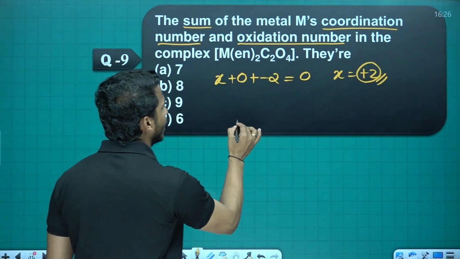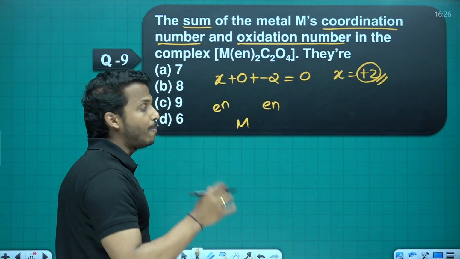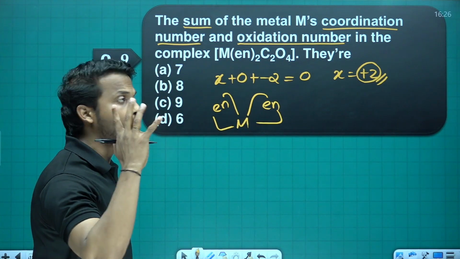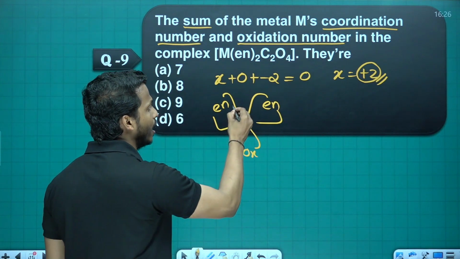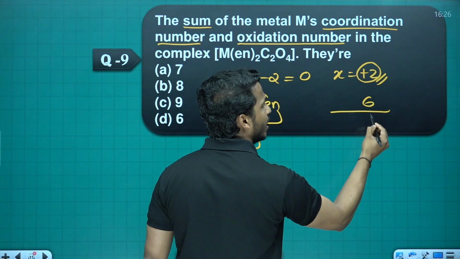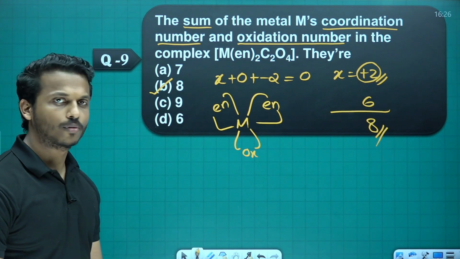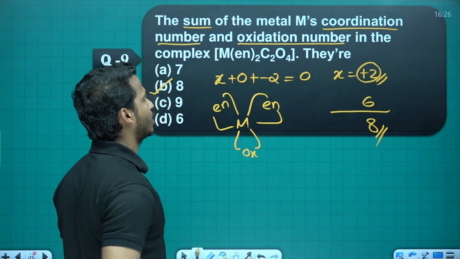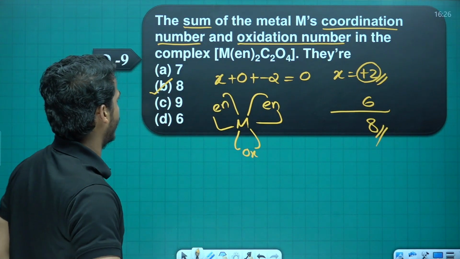Let us calculate the coordination number. Metal is there. En twice. En is a bidentate ligand. So 1 en provides 2 sigma bonds. So 2 en provide 4 sigma bonds. And C2O4 is our oxalate. That's also a bidentate ligand. Total 6 coordination number. So oxidation state 2, coordination number 6. Overall, what is the sum? We can write 8 is the total sum. Okay, so they're asking what is the sum of the coordination number and oxidation number. Coordination number is 6 here and oxidation state is 2 here. Okay, dear all.